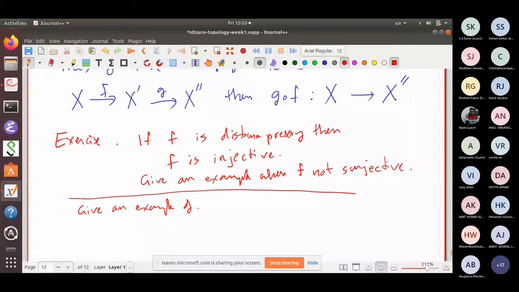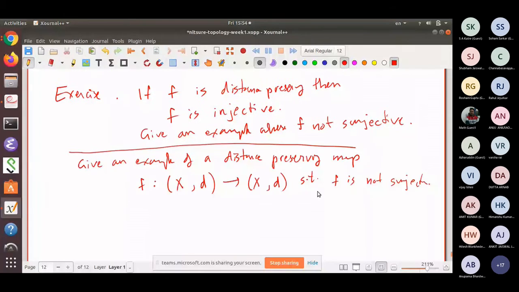Therefore, it is injective, but need not be surjective. After all, a point sits in any large metric space, and that map of inclusion of a point in a large metric space is distance preserving, but it's not surjective. So more interesting is when such a distance preserving map is from a metric space to itself, and it need not be surjective. Have you thought of an example already?